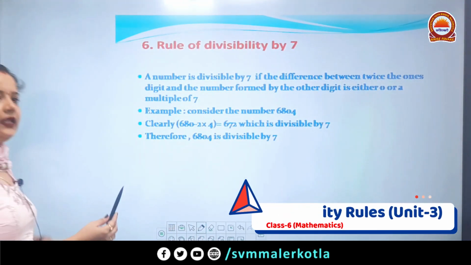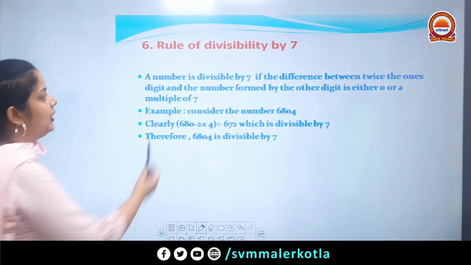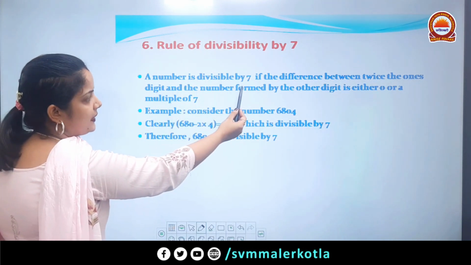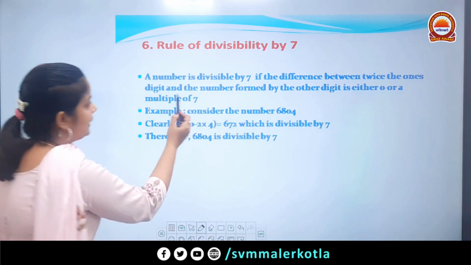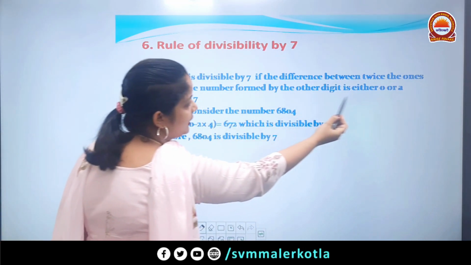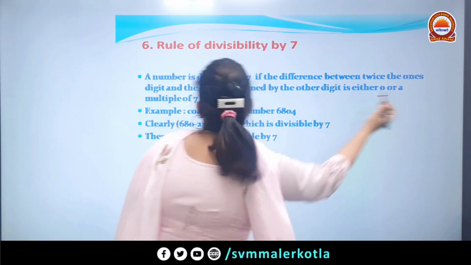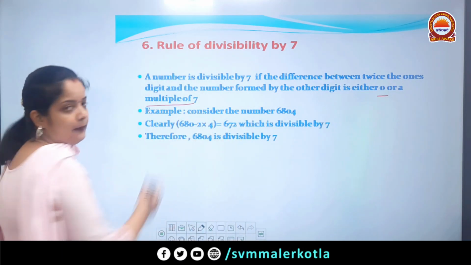Rule of divisibility by 7. A number is divisible by 7 if the difference between twice the ones digit and the number formed by the other digits is either 0 or a multiple of 7.